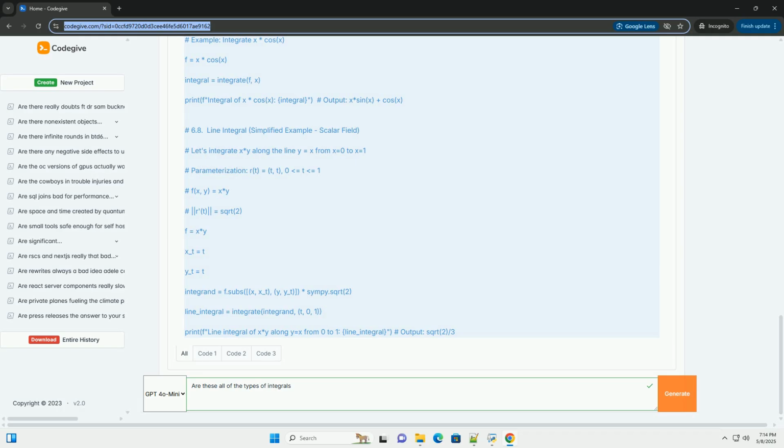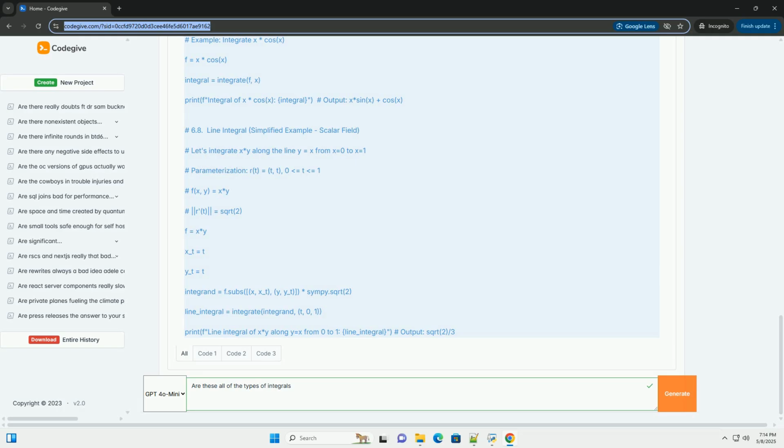4.1. Substitution, u-substitution. 4.2. Integration by parts. 4.3. Trigonometric integrals. 4.4. Partial fraction decomposition. 4.5. Numerical integration, quadrature. 5. Using sympy for symbolic integration. 6. Code examples with sympy. 7. Conclusion. 1. What is integration?